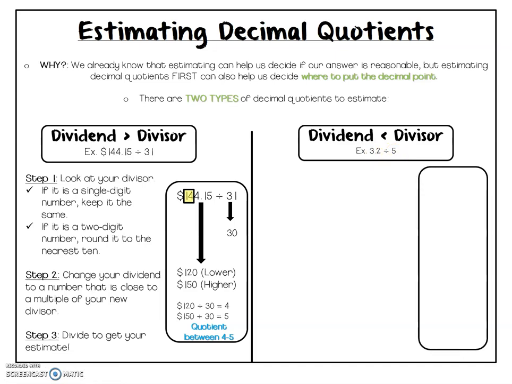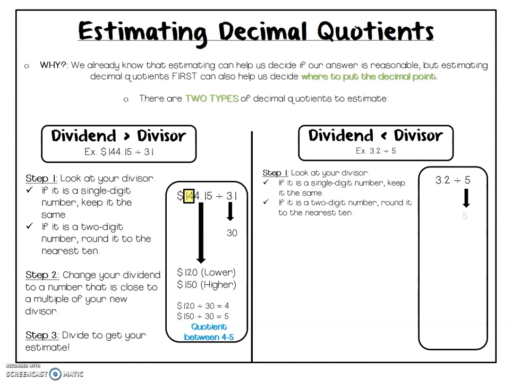So let's take a look at how we would do this. First, I'll look at my divisor again. So I'll write 3 and 2/10 divided by 5. If it's a single digit number, I'll keep it the same. Two-digit numbers get rounded to the nearest 10. Since I'm dividing by the single digit 5, I'll keep that the same.